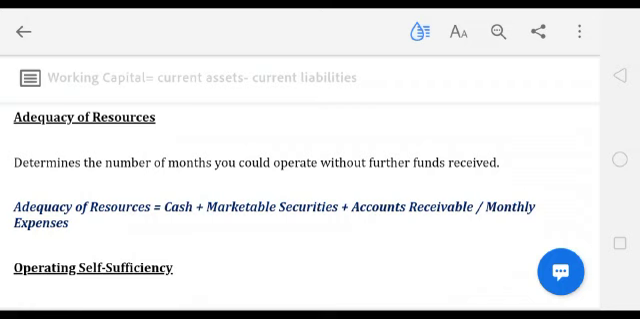Now, the next heading is adequacy of resources. It determines the number of months you could operate without further funds received. Here, funds mean loan, grant, financing from banks, lenders, creditors, and so on. Adequacy of resources can be calculated by adding up cash with marketable securities and then account receivable divided by monthly expenses.